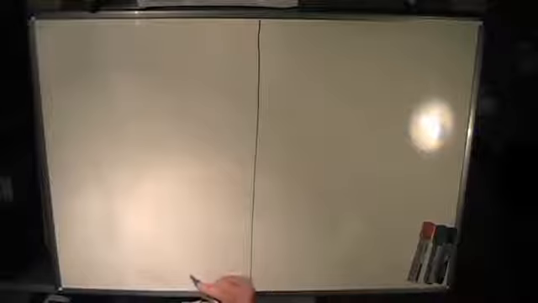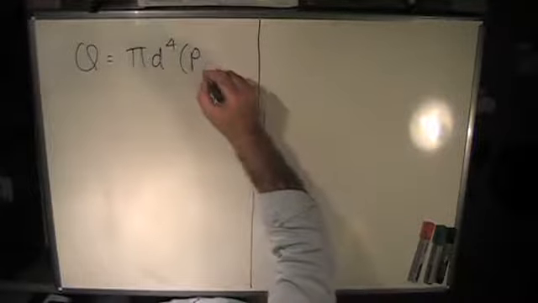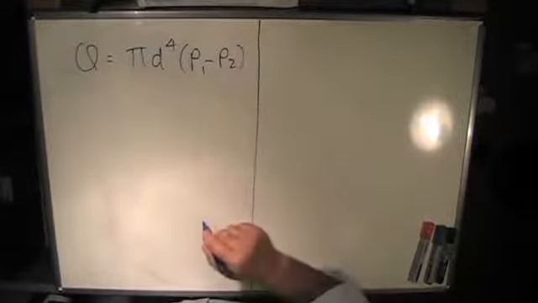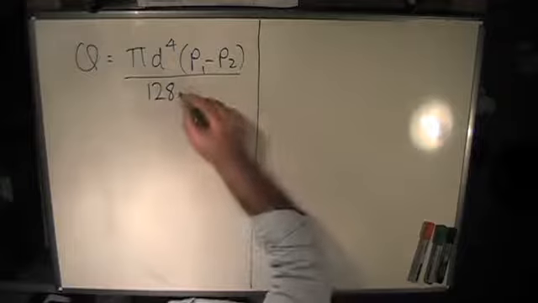Let's now have a look at rearranging some formulae. And so, let's take an expression that we did in the tutorial and say we have Q, which is pi d to the power 4 (P1 minus P2) divided by 128 mu L.